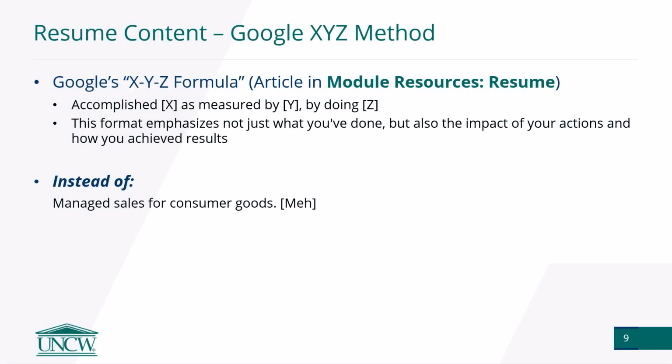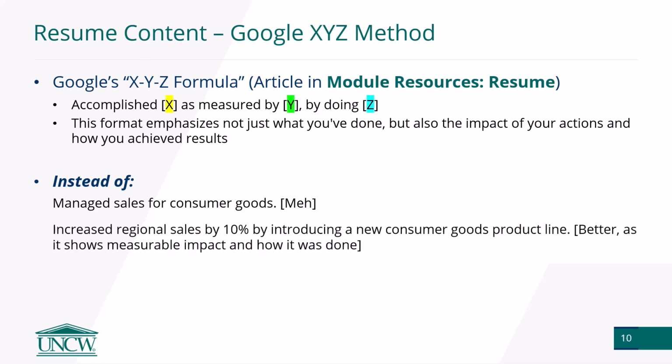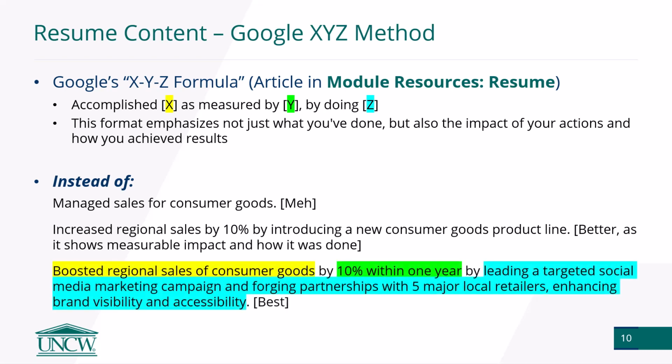So using this as an example, we have "managed sales for consumer goods," which isn't that great. The improved version, not the XYZ yet, would be: increased regional sales by 10% by introducing a new consumer goods product line. That's still better, but it really doesn't show a whole host of things that we can say in these bullets. So this one is going to be the best: boosted regional sales of consumer goods by 10% within 1 year by leading a targeted social media campaign and forging partnerships. So you can see how each of these bullets improve upon each other, and the more you're able to adhere to the format, the stronger generally a bullet will be.